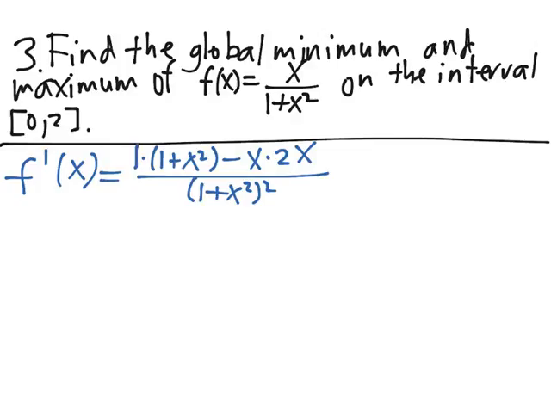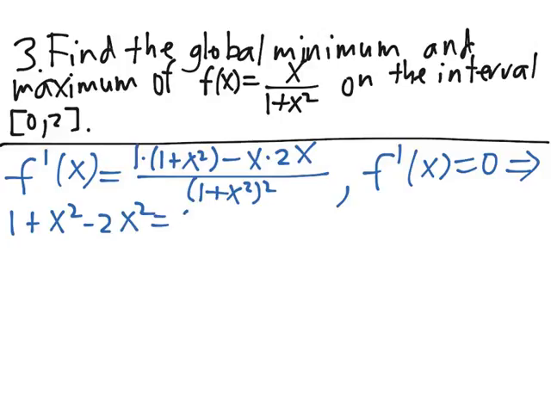Since x squared is always positive, the denominator of this will always be larger than 0, which means that this is defined everywhere. It remains to check where f prime is equal to 0. F prime of x is equal to 0 implies the numerator of this fraction is equal to 0. So 1 plus x squared minus 2x squared equals 0, or 1 minus x squared equals 0. So x squared is equal to 1, and x is equal to plus or minus 1.